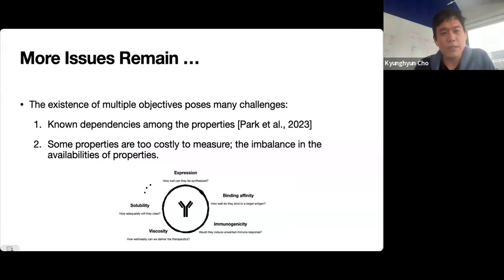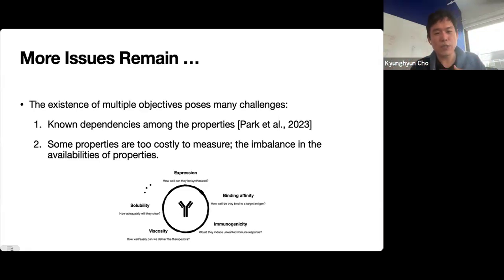And then what that means is that the availability of these properties dramatically varies across different properties. And also, some of them will require significantly more investment in order for us to measure them. What that means is that there is a vast amount of difference across these properties in terms of the utility.